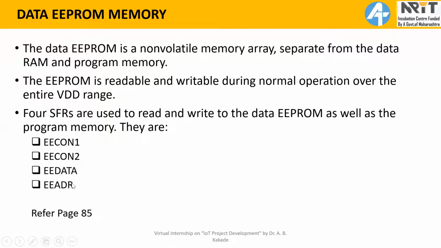So for writing data, for example, to the 0x01 location, you must load the EADR register with 0x01. Then write your data in the EDATA register, and then with the help of control bits in EECON1, you can enable the write operation. I will discuss the entire C code for both read and write operations.